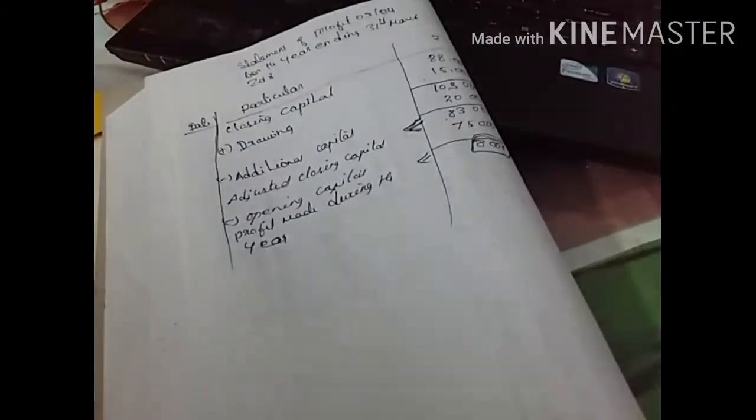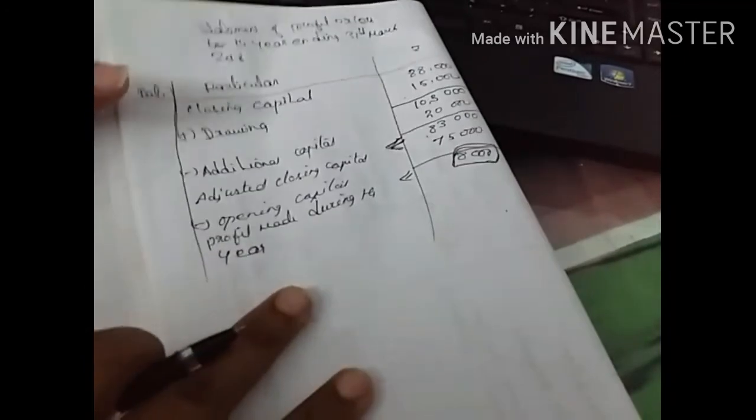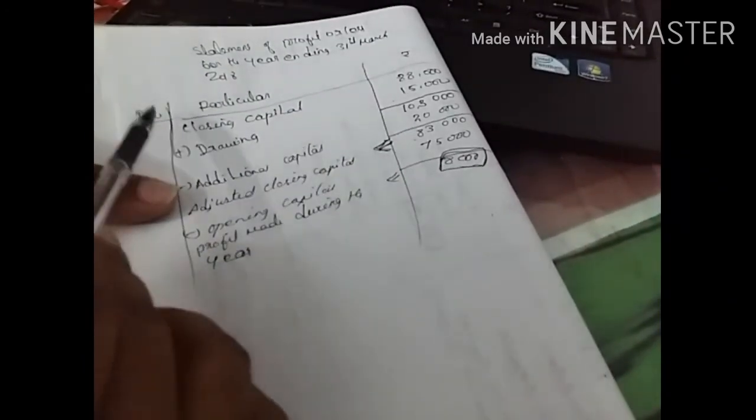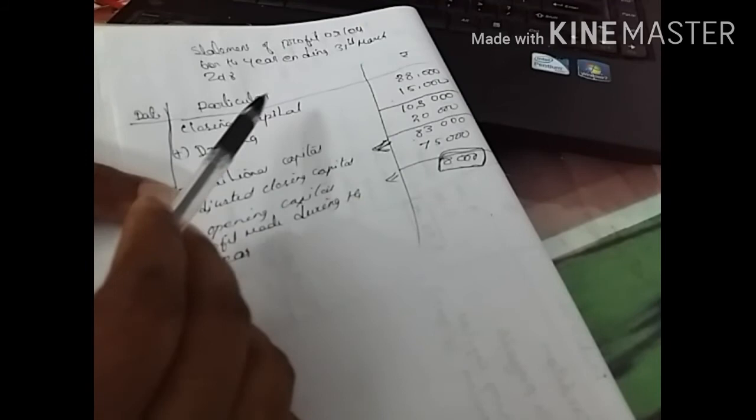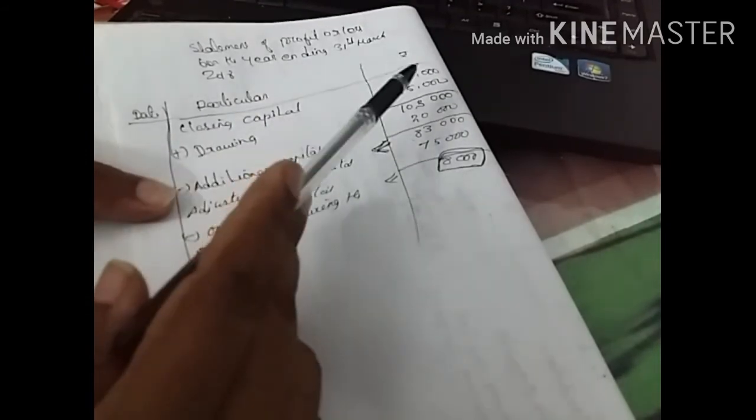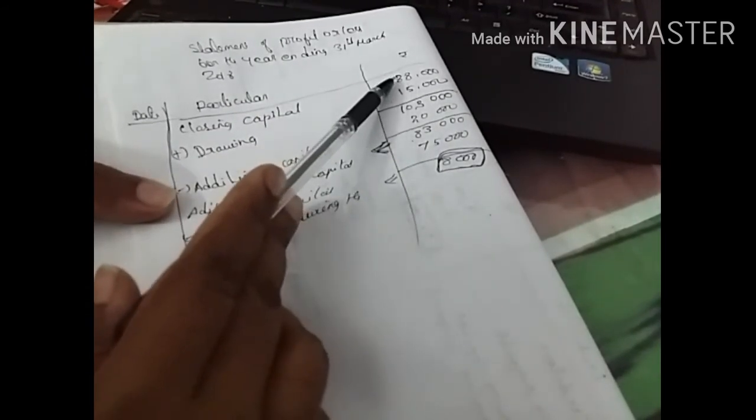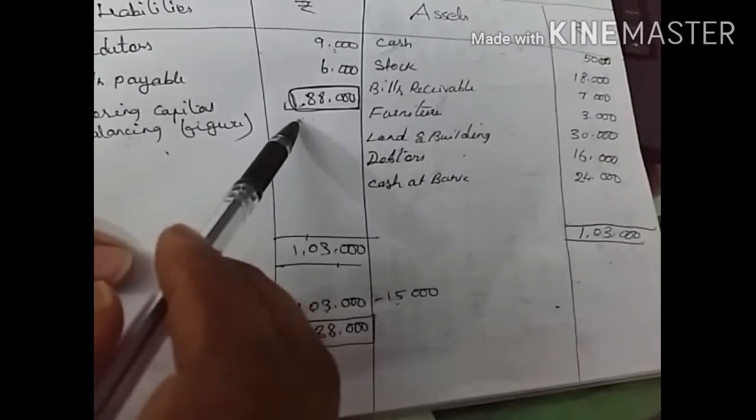So let me explain again. See, this is a statement of affairs. We have to open a statement of affairs on a single side. The closing capital we have to find out through the statement of affairs. So through the statement of affairs we find the closing capital, and after finding the closing capital, we have to prepare the statement of profit.